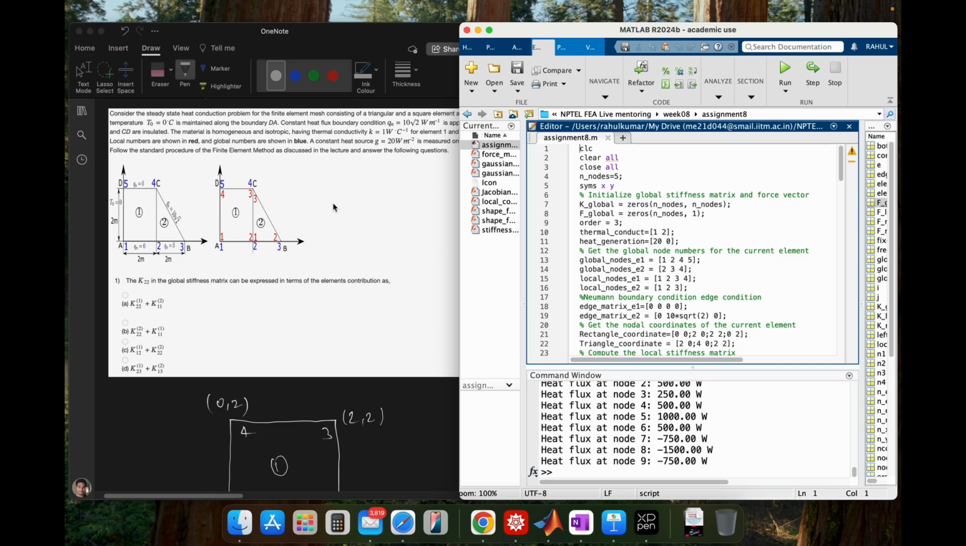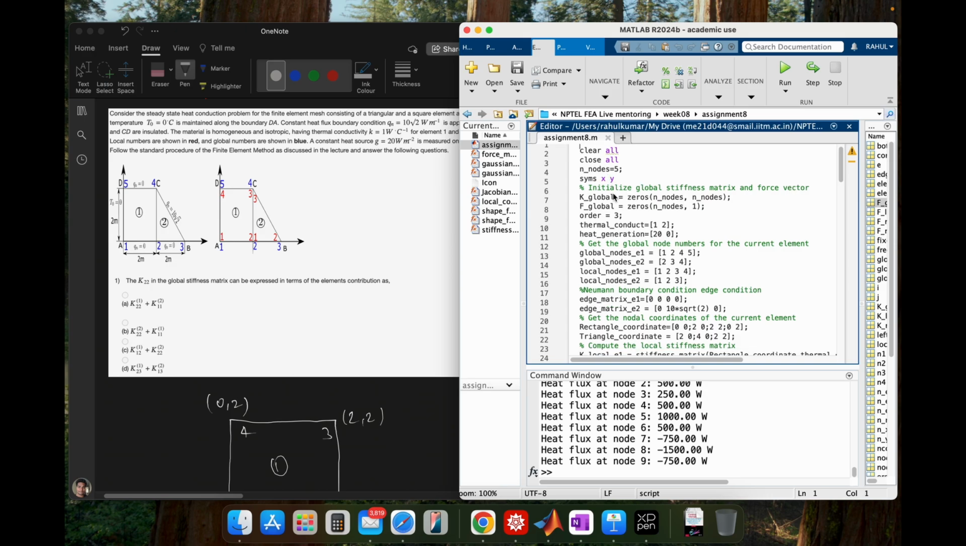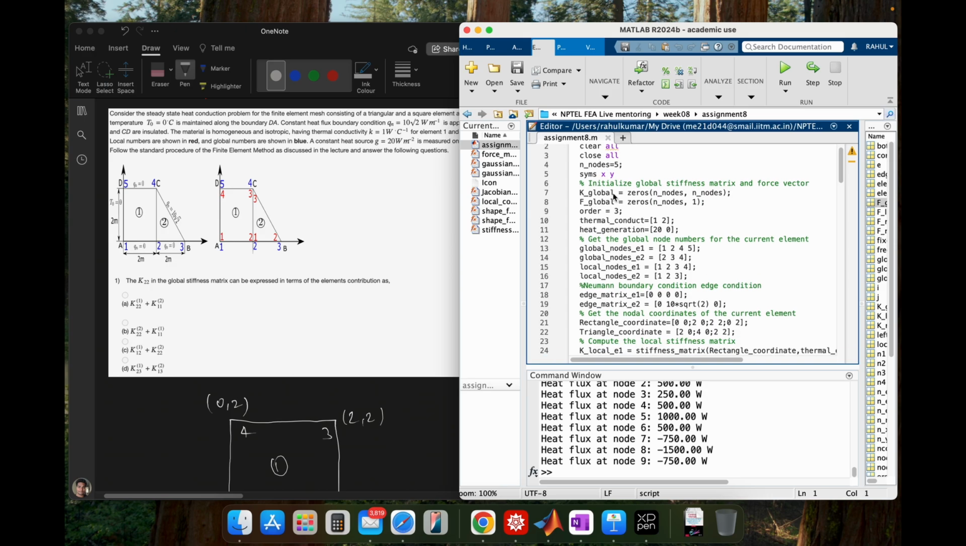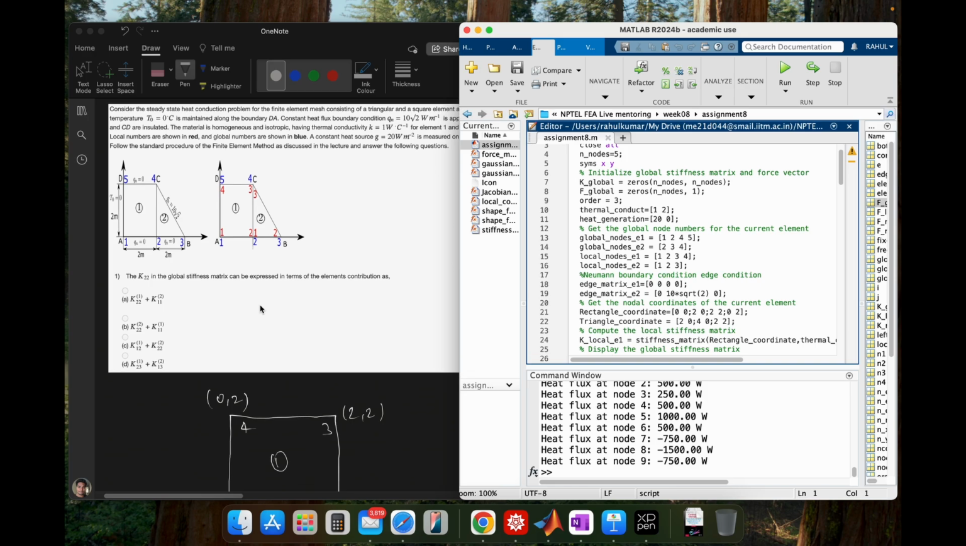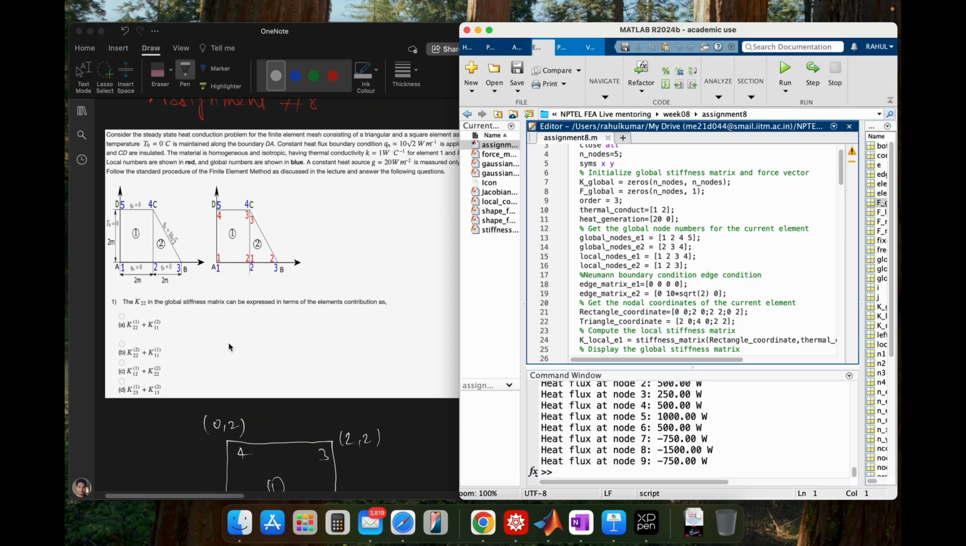So we can see that there are 5 nodes, so I have written nodes equal to 5, and I am assuming x and y as symbolic variables. The global K should be 5 by 5, because there are 5 nodes, T1, T2, T3, T4 and T5. I am assuming a third degree polynomial for the Gaussian quadrature. This is the order of the Gaussian quadrature.